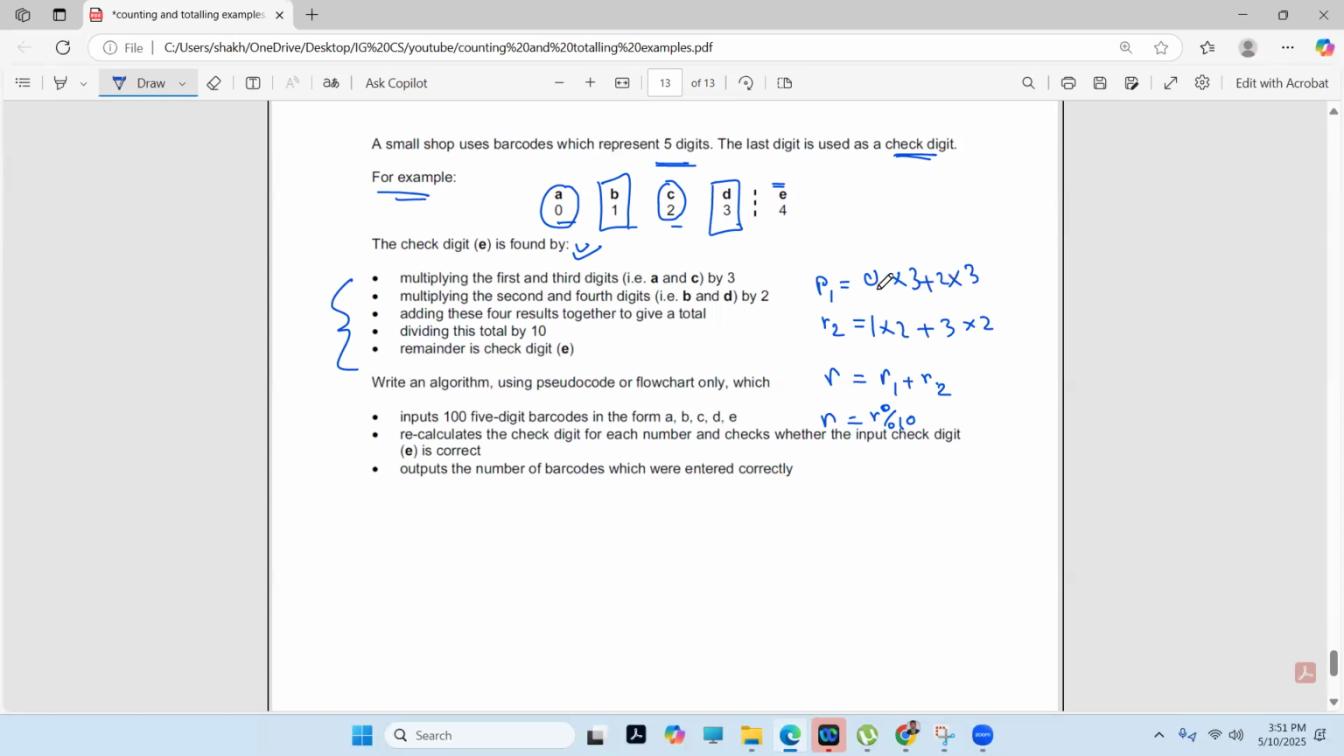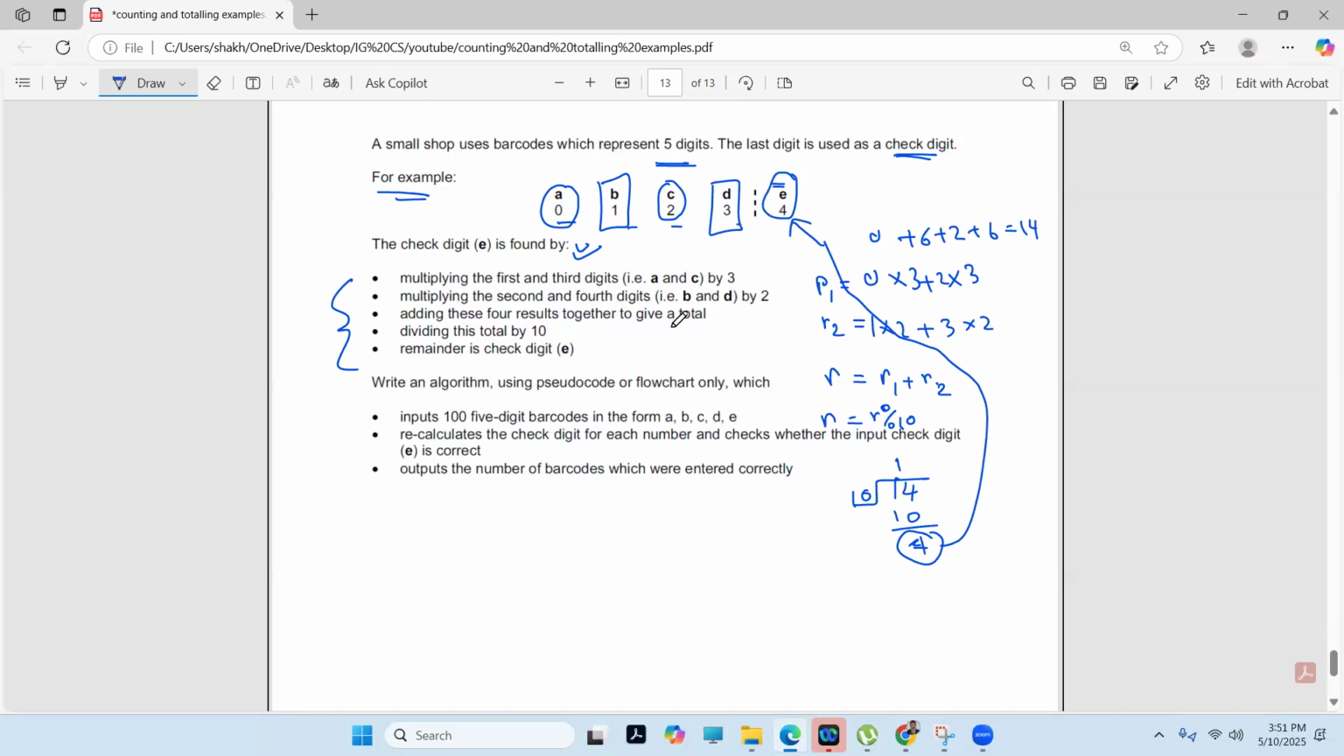So let us say 3 multiplied by 0 is 0. 2 multiplied by 3 is 6. 1 multiplied by 2 is 2. 3 multiplied by 2 is 6. So the result is 14. Divide 14 by 10, 10 goes one time, remainder 4. So the remainder is 4. That means this check digit is valid.